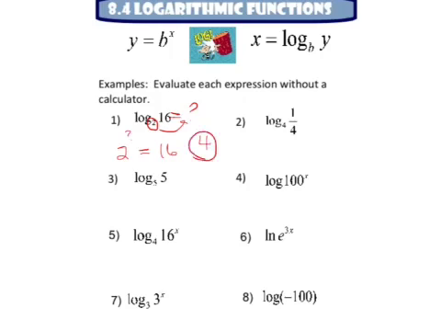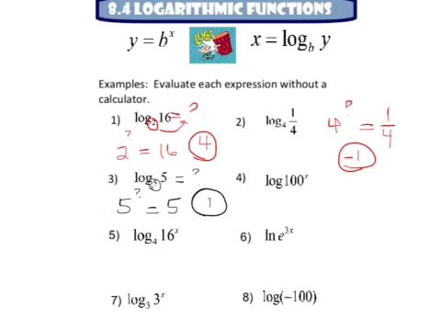Number 2 says 4 to what power equals 1/4. And if we think about it and remember how negative exponents work, eventually we'll come up with -1 for number 2. Number 3 asks 5, the base, to what power equals 5? And this one hopefully is nice and easy.